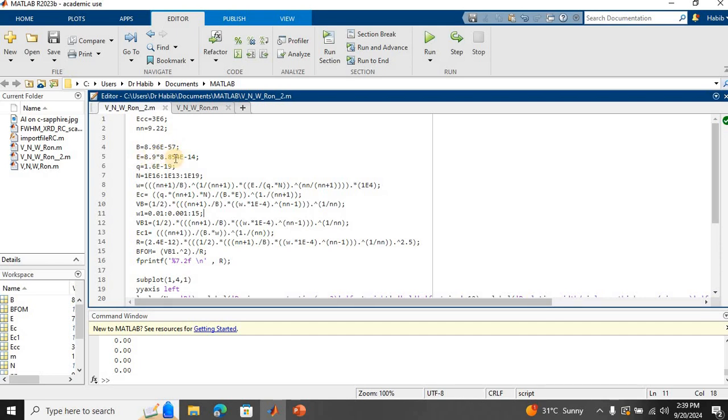This E over here corresponds to epsilon or permittivity of gallium nitride. It represents the dielectric constant of gallium nitride, where 8.9 is the relative dielectric constant of gallium nitride, and 8.854×10^-14 is the permittivity of the free space. Similarly, the small q is the elementary charge in coulombs, which is the charge of an electron.